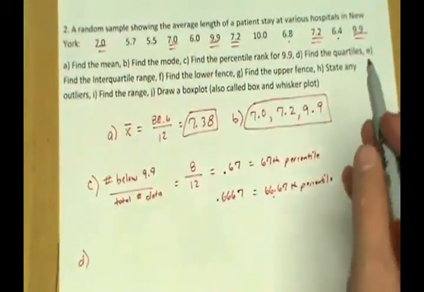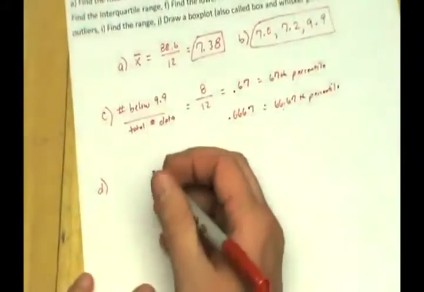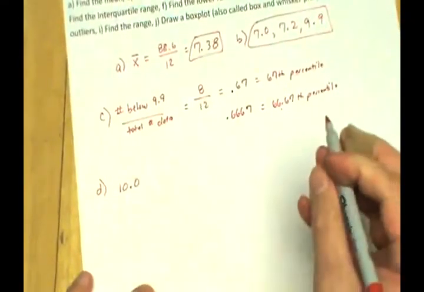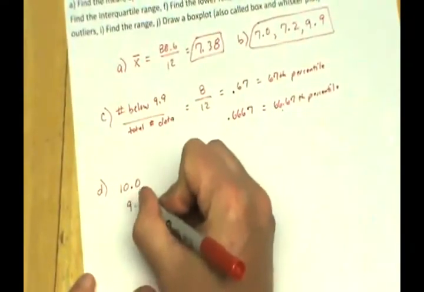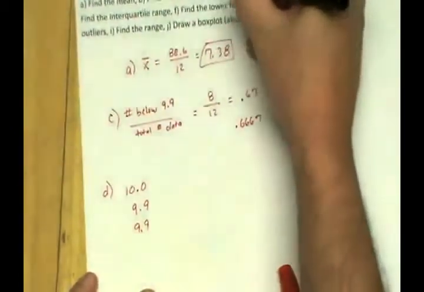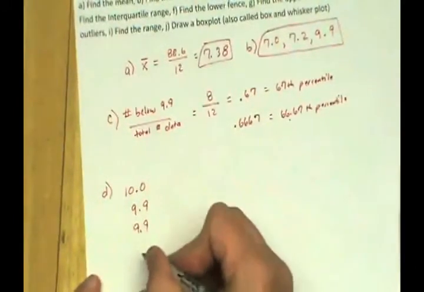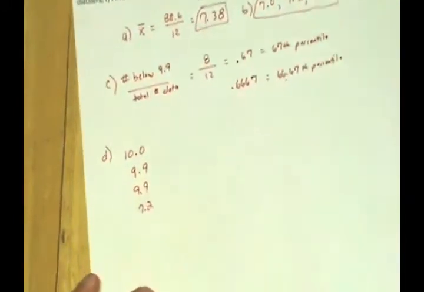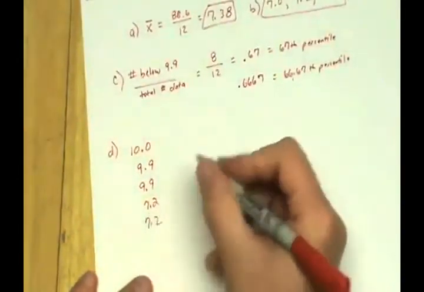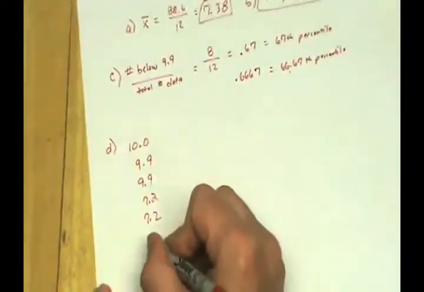So D, let's see what we got here for D. We want to find the quartile, so we have to put everything in ranked order. All right, let's see if we can do this nicely here. So we have 10.0. We have a couple 9.9s. I'm going to cross out the data as I go here. We have a 7.2, we have another 7.2, we have a couple 7.0s.